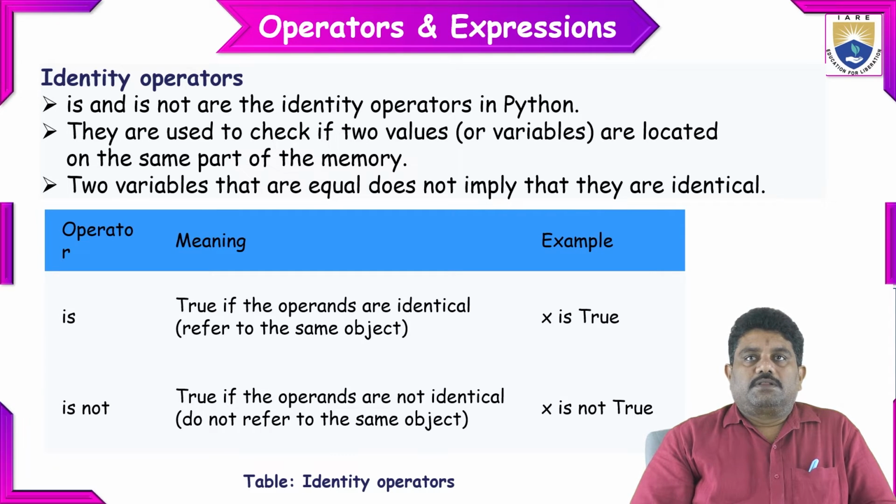Is and is not are the identity operators in Python. They are used to check if two values or variables are located on the same part of the memory. Two variables that are equal does not imply that they are identical. Okay, what does that mean?